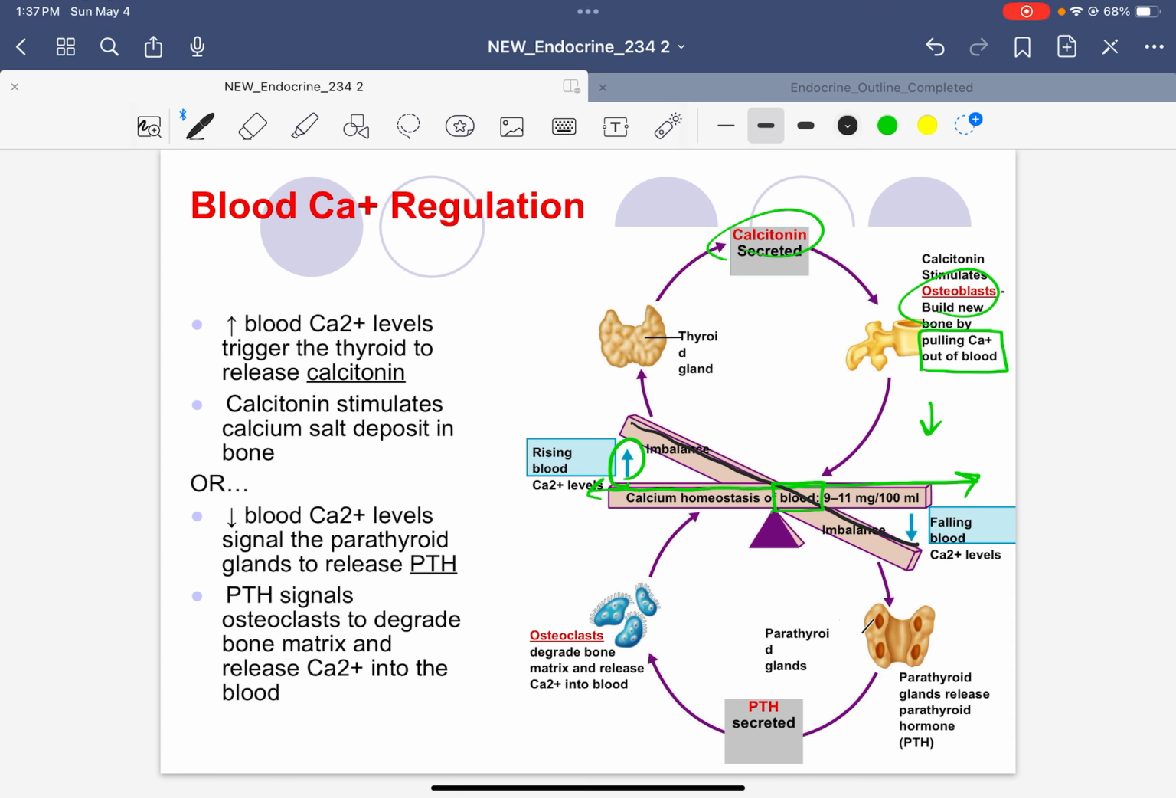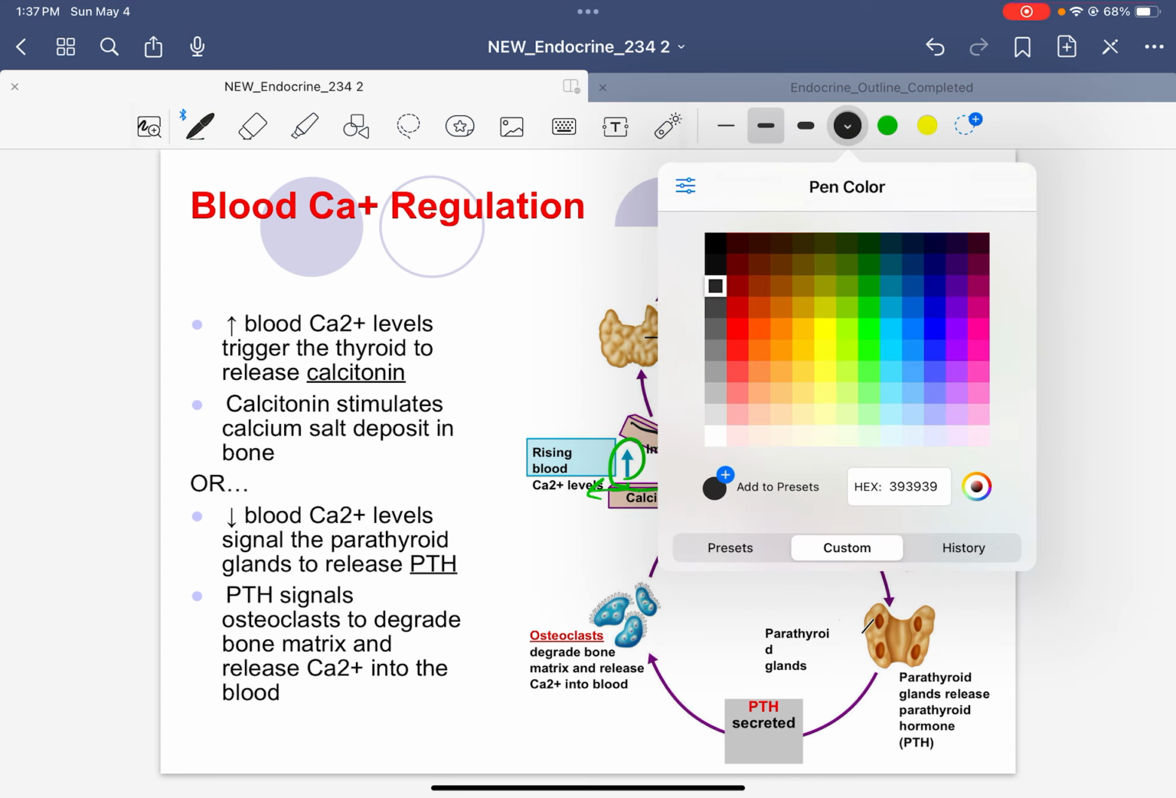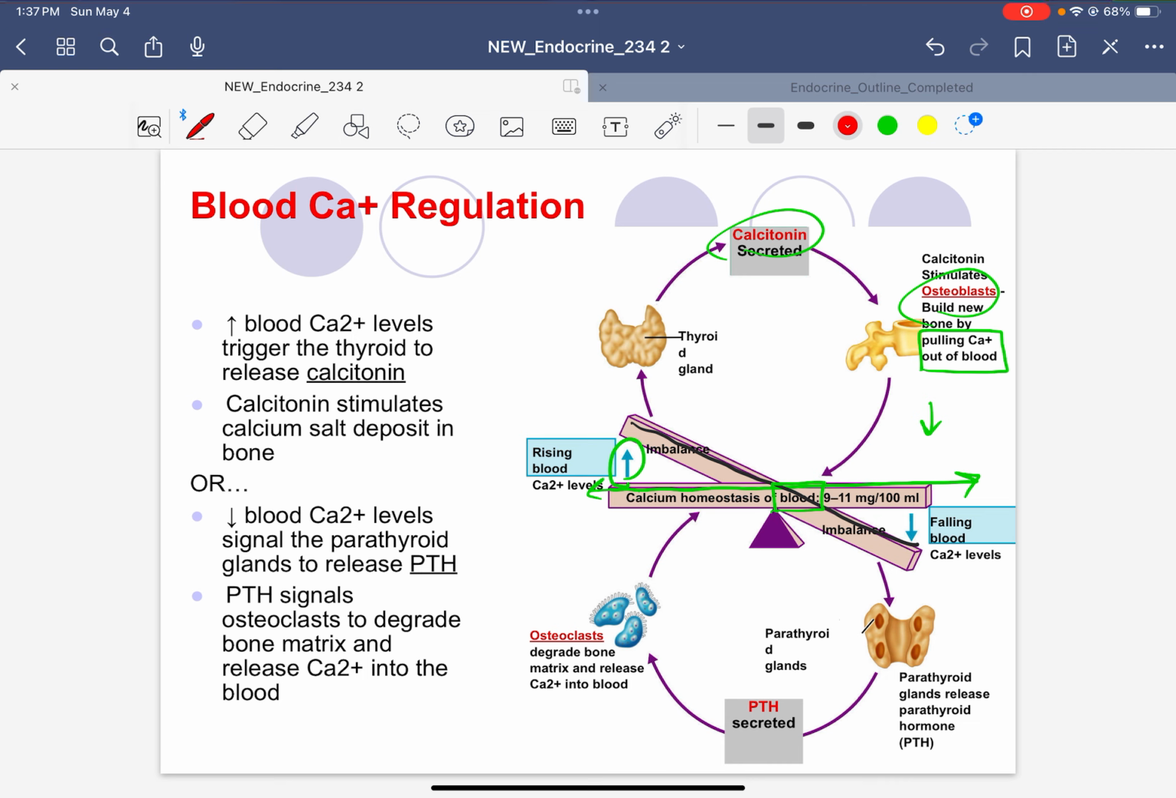So now we're on the other side of this. What if my blood calcium is too low? If blood calcium is too low, I want to release parathyroid hormone. Parathyroid hormone will stimulate osteoclasts. By breaking down bone, calcium is released into the blood, thereby increasing blood calcium back to normal. Just memorize one, you'll automatically know the other.